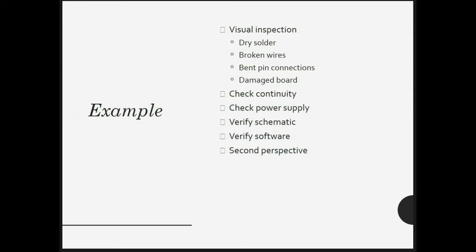So the debugging generally involves, for example, visual inspection. In that parameter, we have to focus on the dry solder, the broken wires, bent pin connections, damaged boards. So all possible ways to inspect for the debugging. Then the next issue is checking the continuity, checking the power supply, verify the schematic, verify the software, and some other second perspective for debugging.